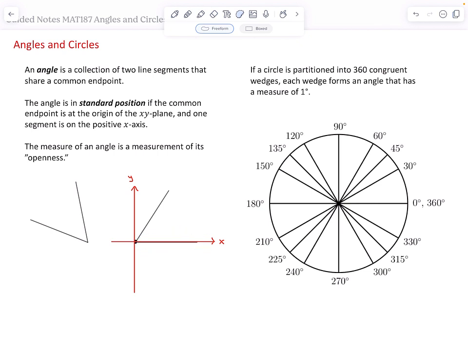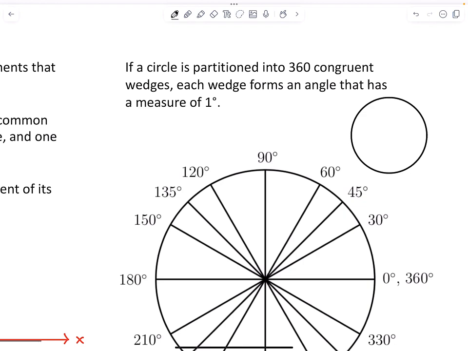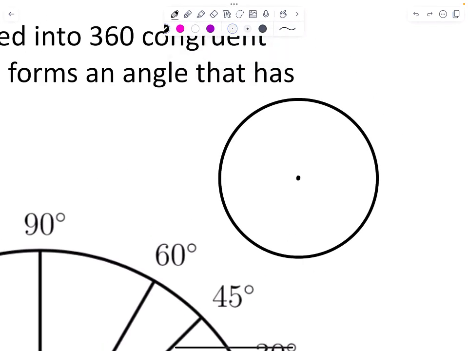The measure of an angle is a measurement of its openness. So here we have an angle that has a small amount of openness, and now we have increased the openness and increased the openness even more. One way to measure openness is to use a unit of measurement called a degree. If a circle is partitioned into 360 congruent wedges, each wedge forms an angle that has a measure of 1 degree. So if you take a circle and cut it up like a pie into 360 equal slices.